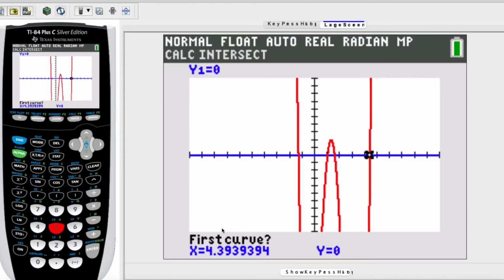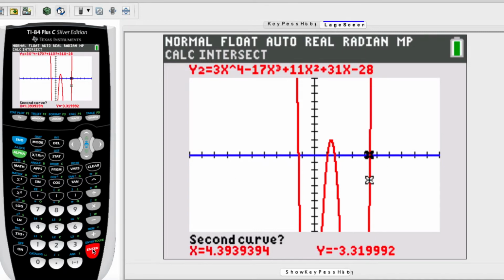Okay, when we do this, it says first curve. So it's basically just the cursor is on the first curve, which is the x-axis, the line y equals 0. So you can just press enter. It's not really anything for you to think about. And then it will jump to the second curve. So you just press enter again. And then you can press enter through the guess. And then it gives you the point of intersection.